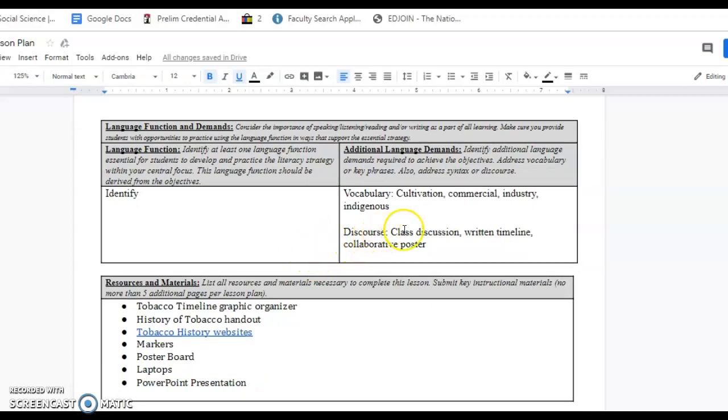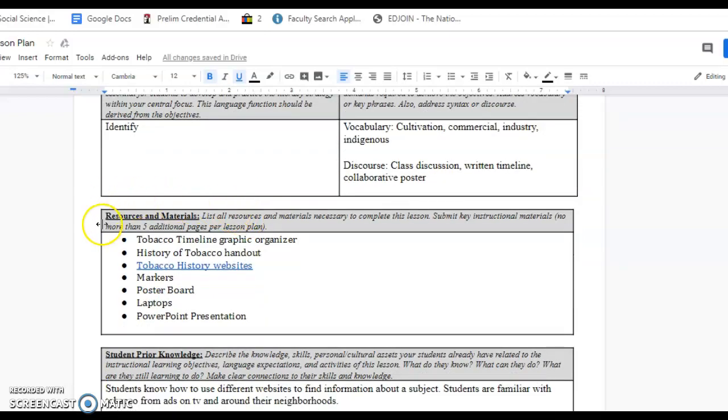Discourse would be, as already mentioned, class discussion, written timeline, and collaborative poster, how we're going to assess our students. Resources and material. So again, they're going to design their timeline, and they're going to have a graphic organizer, tobacco handout. They're going to be expected to do some research. So we have the tobacco history websites here, and your materials for making your posters and PowerPoints.